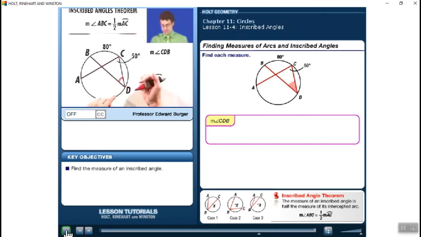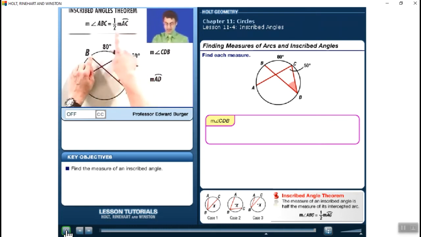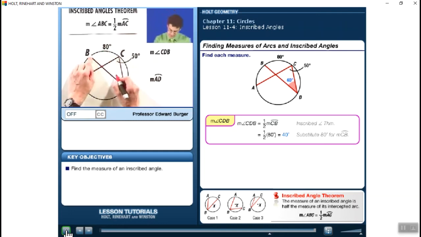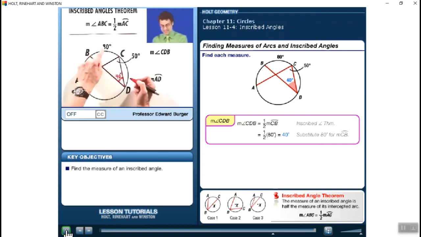But that's really easy because you can see that it is the inscribed angle associated with this arc. Well, since this is 80, we can figure out what the measure of this angle is. It's just half of 80. Half of 80 is 40 degrees. Isn't this cool? I mean, it's so beautiful. There it is. That's 80. This is 40. Bang.